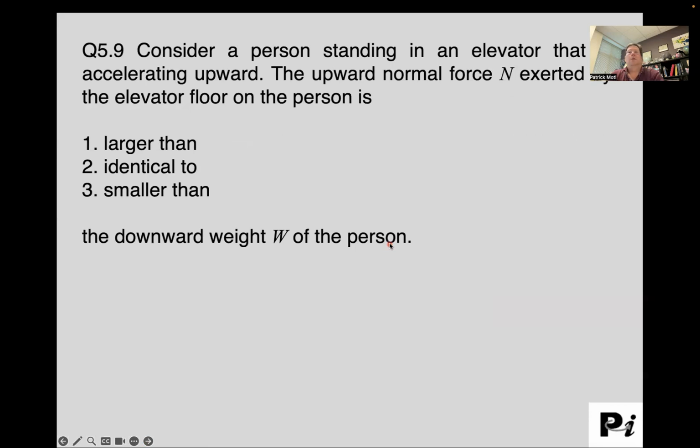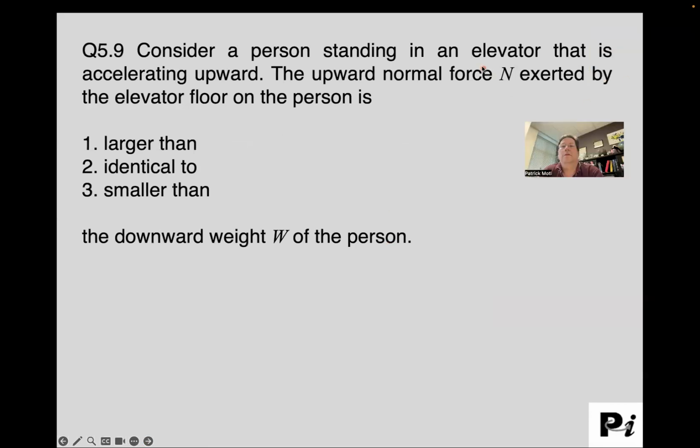So another example would consider a person standing in an elevator. That elevator is accelerating upward. The upward normal force N exerted by the elevator floor on the person: is it larger than the downward weight, identical to the downward weight, or smaller than the downward weight of the person? So try to think of a free body diagram for a person in the elevator, and the elevator is accelerating upwards. Which of those three is correct? Talk it over with your physics friends, and then when you're done, let's go over the answer.